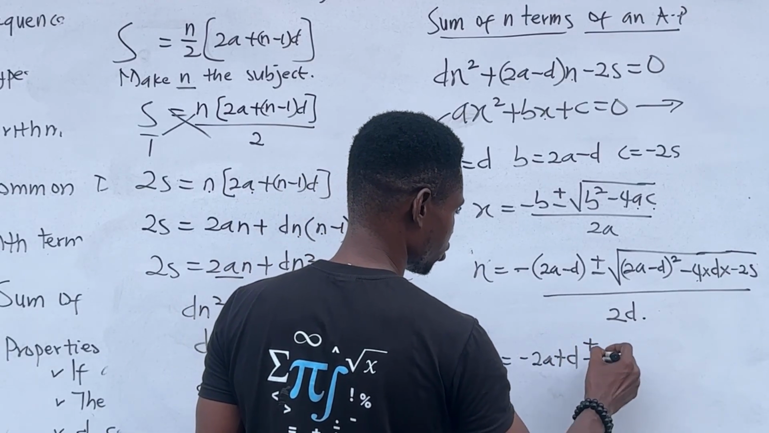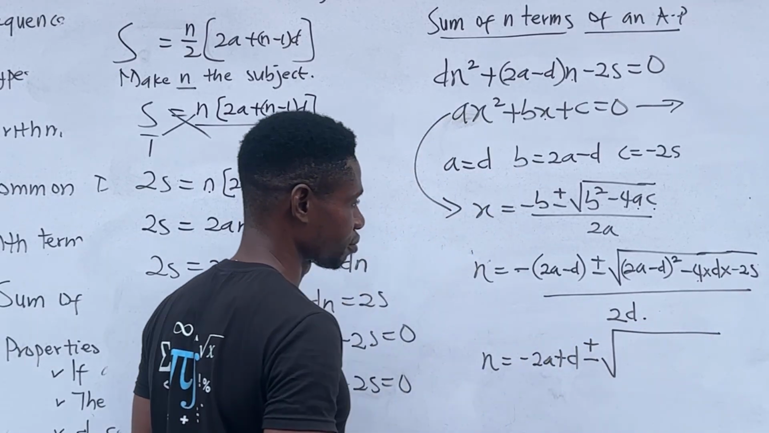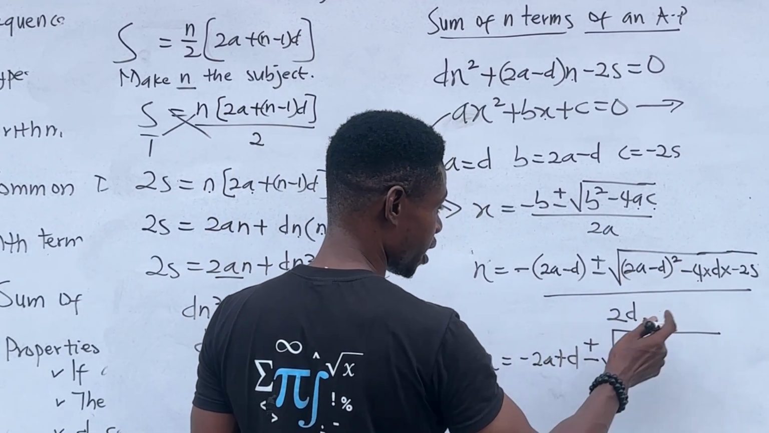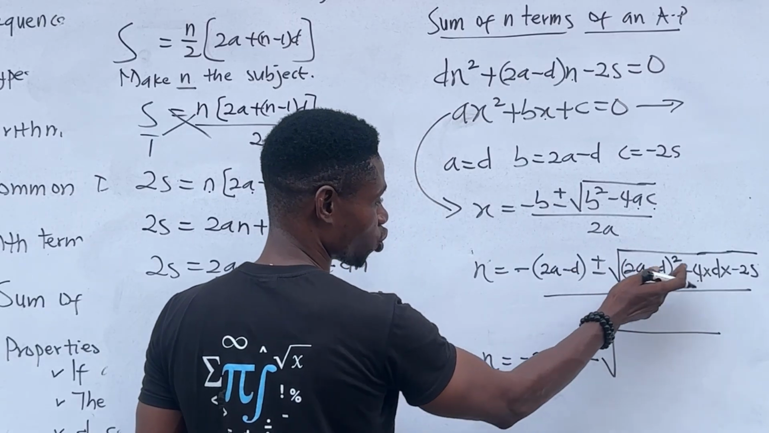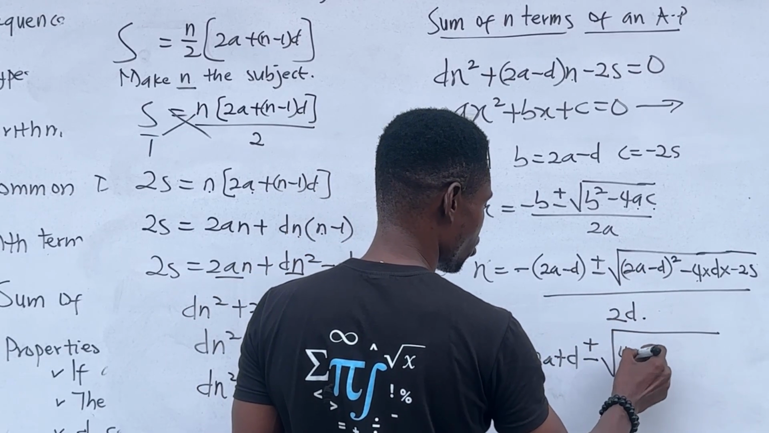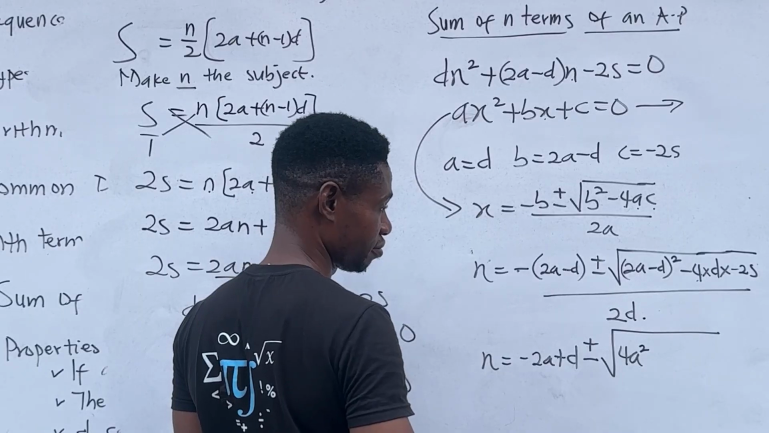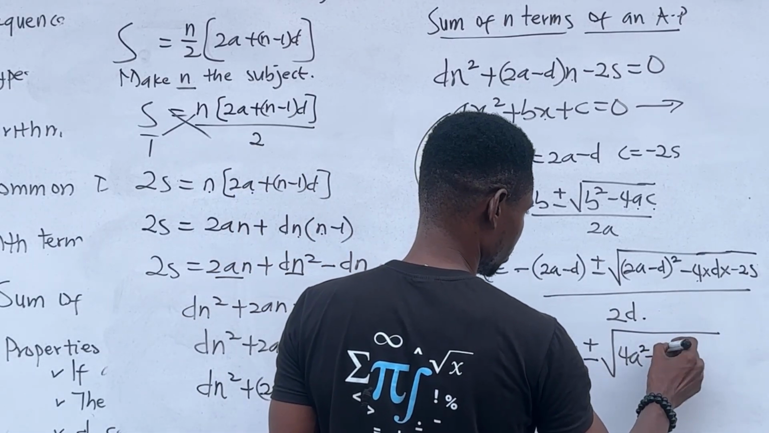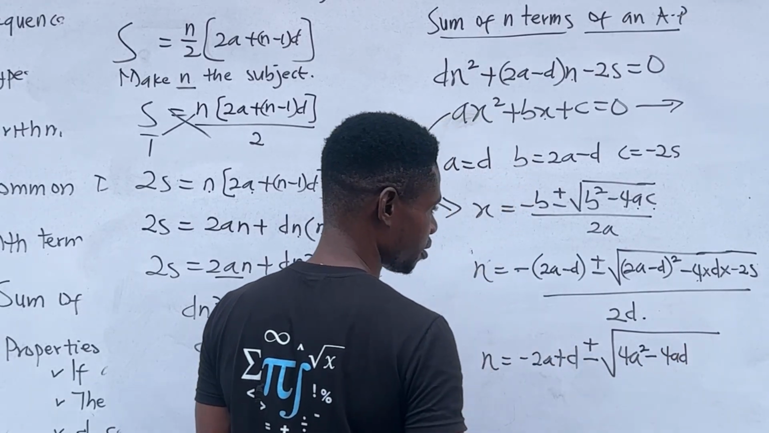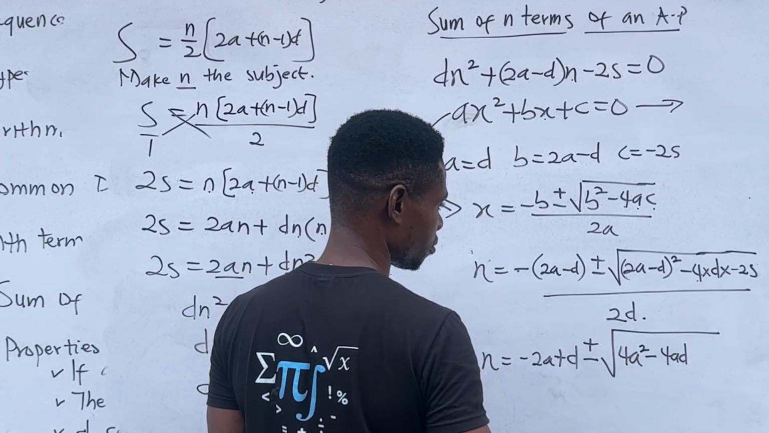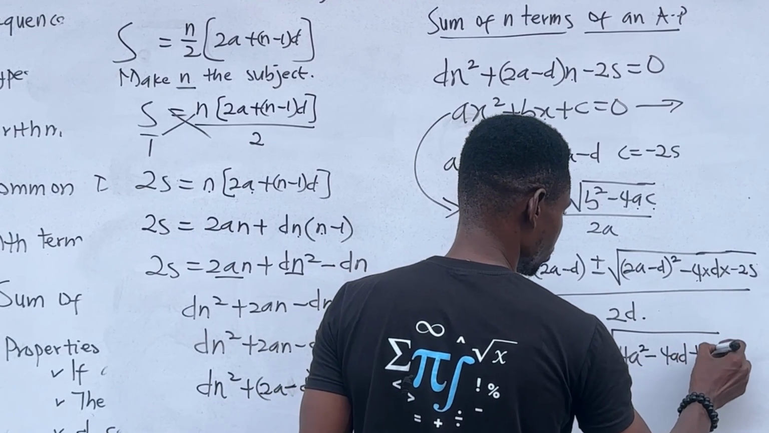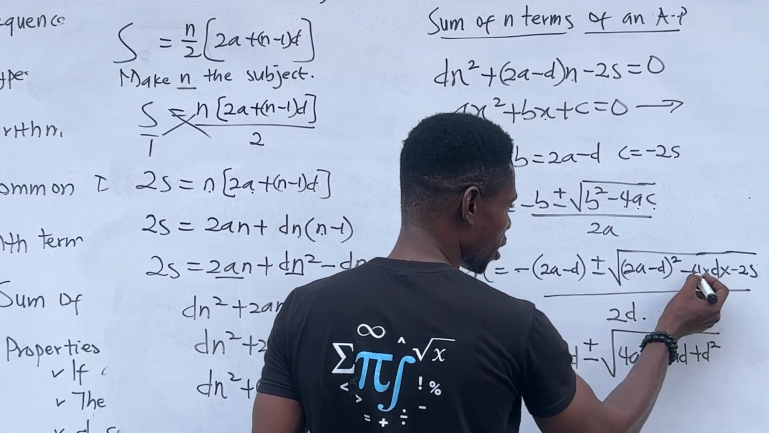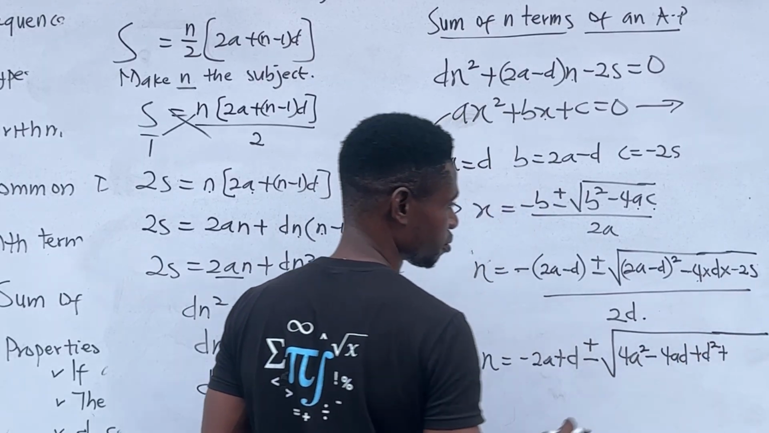Plus or minus, now the square root of, if we expand this bracket here, remember how to square a binomial, we'll have 4A squared minus 4AD plus D squared. That's, I've expanded this bracket now. Now minus and minus will give us plus.